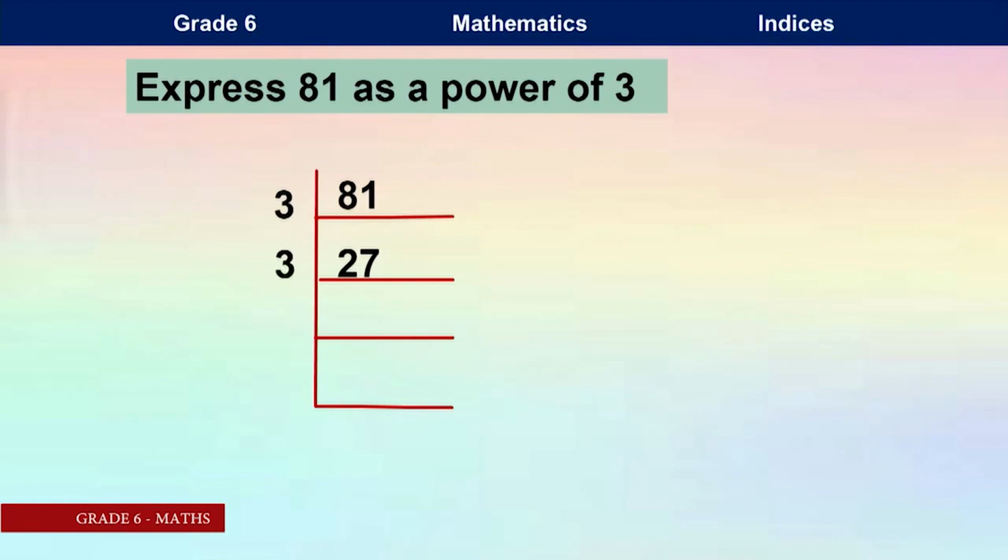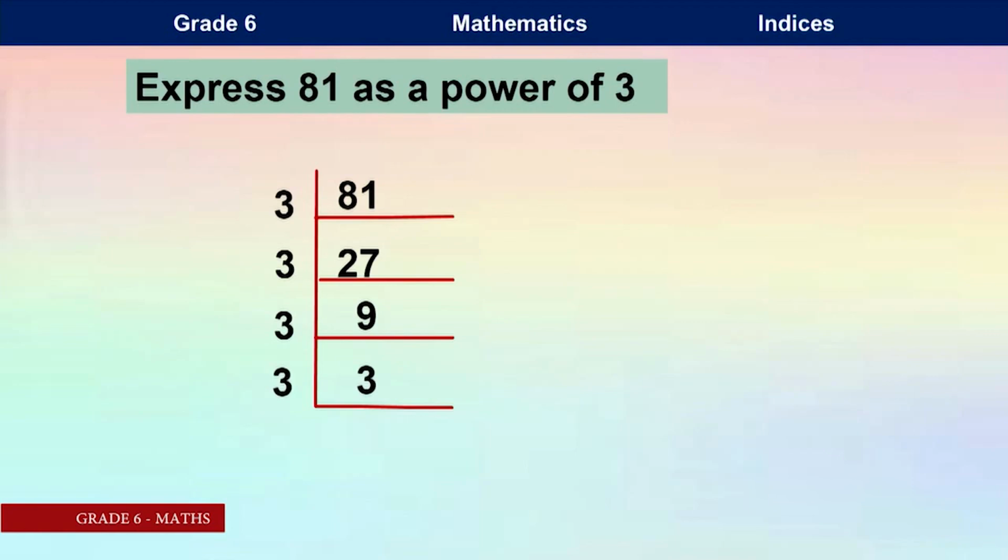27, again you have to divide by 3. Then what is the answer? That is 9. 9 you have to divide again by 3. Answer is 3. Then again we have to divide it by 3 because we have to write this as a power of 3. That's why, my dear children, we are going to divide this again and again by 3.